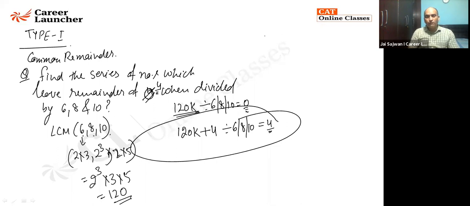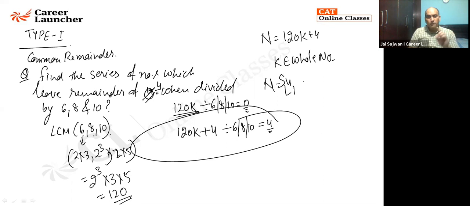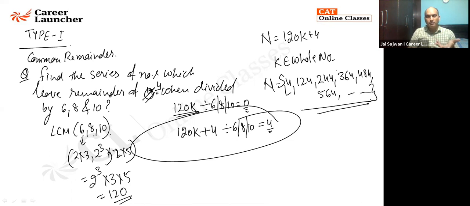So the series of numbers it is asked, I will say the number will be 120k plus 4, where k belongs to whole numbers. Why am I saying k is a whole number, not a natural number? Because when you put k equal to 0, my dear, the number comes out to be 4. When you put k equal to 1, it is 124, then 244, 364, 484, 564, and so on. So this is going to give you all the numbers which are in the form of 120k plus 4.